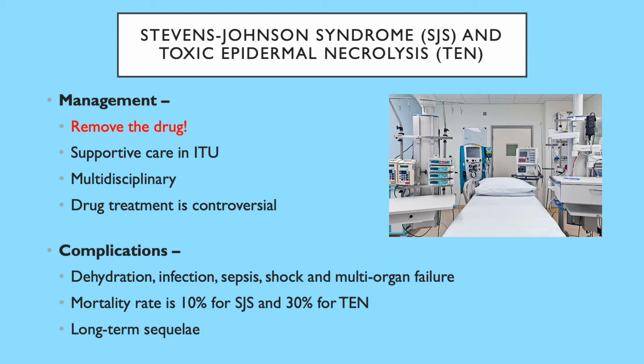In terms of complications, the skin normally acts as a protective barrier, so extensive skin damage can lead to dehydration and infection. Serious complications include sepsis, shock, and multi-organ failure. The mortality rate is 10% for SJS and 30% for TEN. Re-epithelialization takes several weeks, and 50% of surviving patients have long-term sequelae involving the skin and mucous membranes, such as scarring.